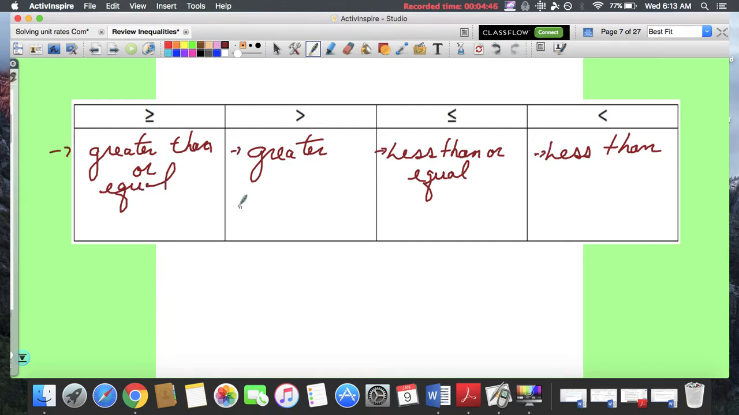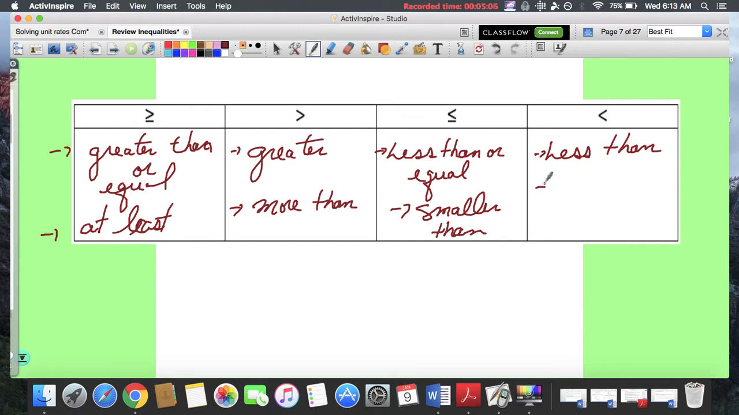We can use other words, more than, smaller than. So these are, I guess, greater than at least. This could be at most. And minimum, this could be another word we can use here, would be minimum. And this could be maximum.